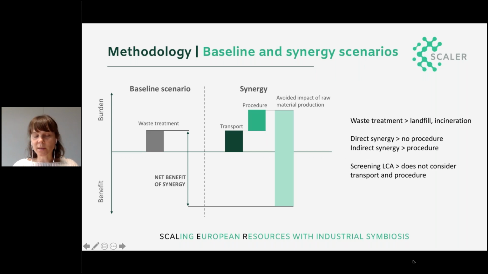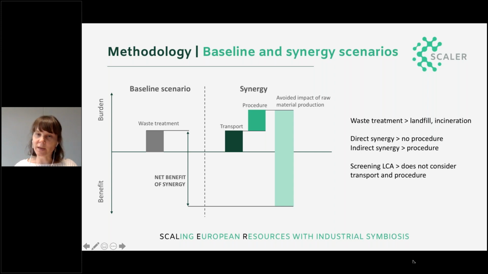So if we consider the baseline scenario, usually we have a waste treatment. It could be landfill or incineration, and this is shown by the gray bar. It has a certain burden or impact on the environment. And if we consider now the synergy scenario, we might have additional impacts related to transport or procedure, but we also have an avoided impact because we don't need to purchase a virgin or new raw material, since we are using a waste now as a raw material. So this generates an avoided impact, or a benefit, on the environment.